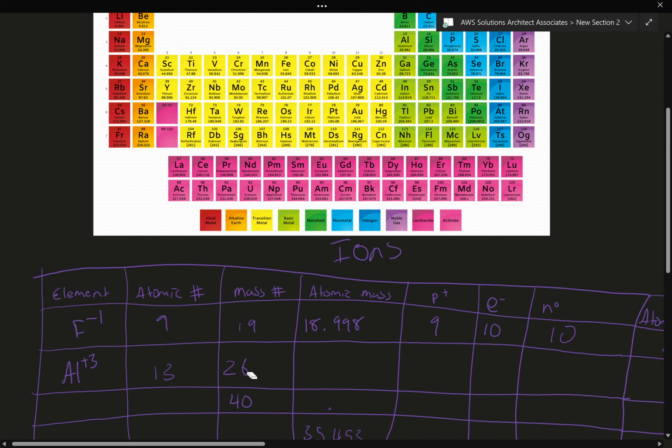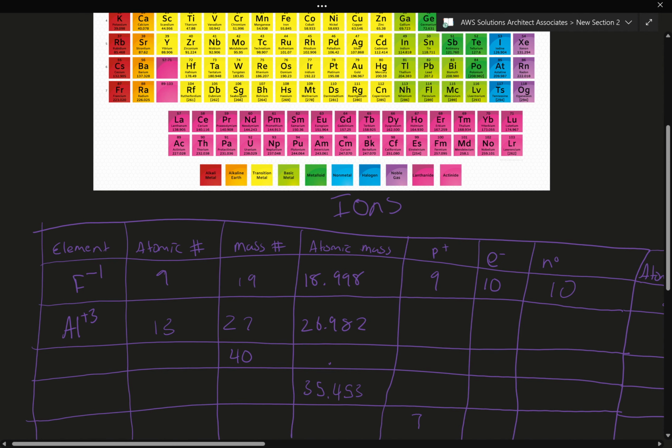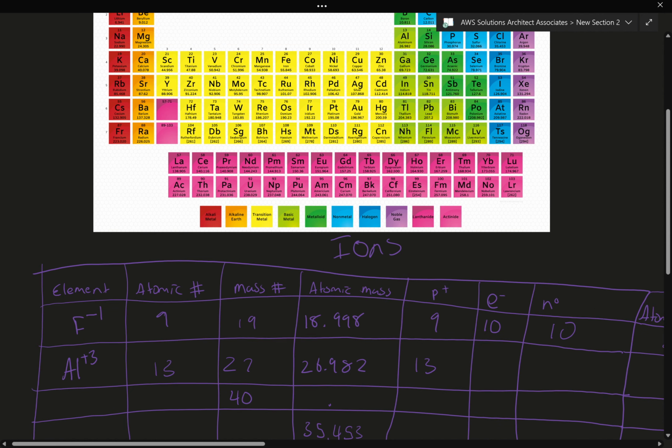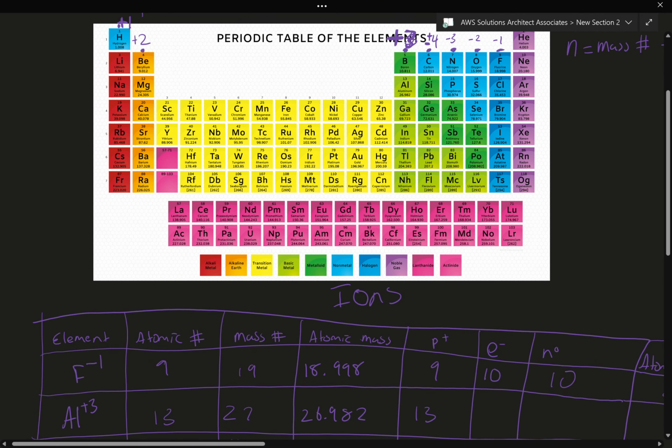I'm tripping. 27. Now the average atomic mass, all right? The average atomic mass is the exact number that's on the periodic table, 26.982. And the number of protons for aluminum ion is 13, all right? And electrons, okay? Remember, electrons is what's different for ions.